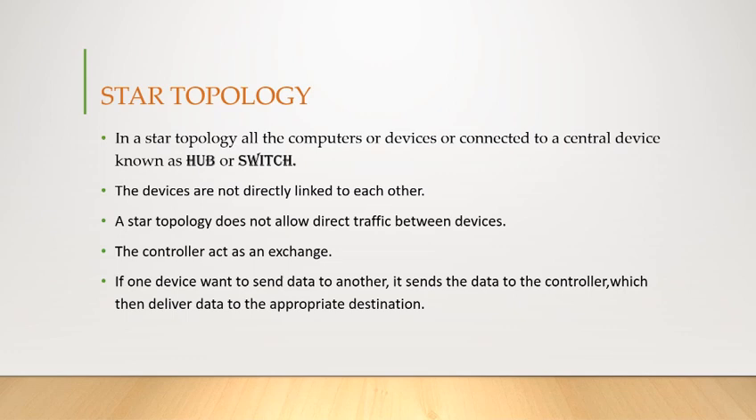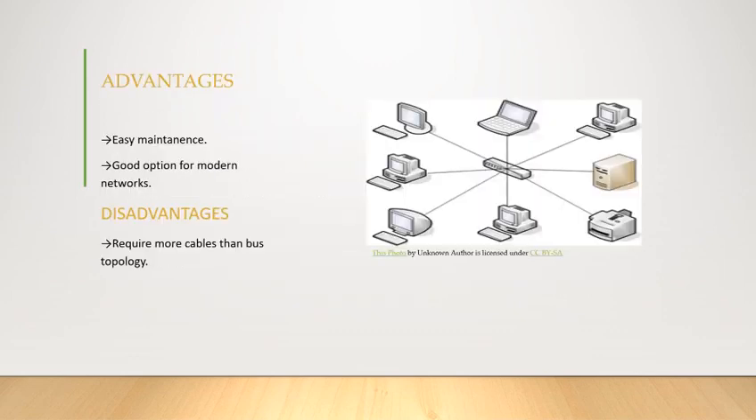Star topology: every node is connected to a central node called a hub or switch. It is centralized management. If one device wants to send data to another, it sends the data to the controller, which then delivers the data to the appropriate destination. The controller acts as an exchange. The devices are not directly linked to each other. So if any computer is faulty, not all the computers get affected.